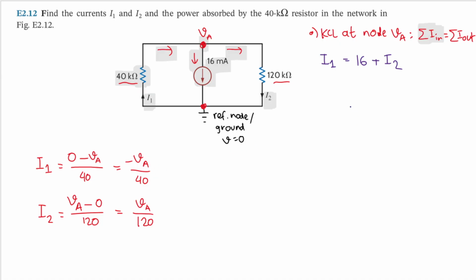I1 here is minus VA over 40. So let's do that, minus VA over 40. And that will equal 16 plus I2. I2 is VA over 120. So I will have VA over 120. Okay, now let's multiply both sides here by 120. Why? Because it will cancel out all the denominators. 40 and 120 will cancel into 3, so I will have minus 3 VA. And that will equal 16 multiplied by 120, and then plus VA, because 120 and 120 cancel each other.